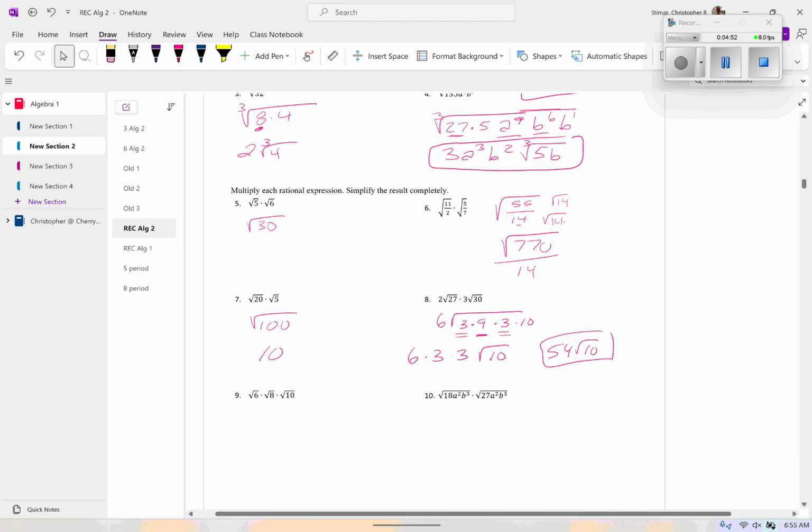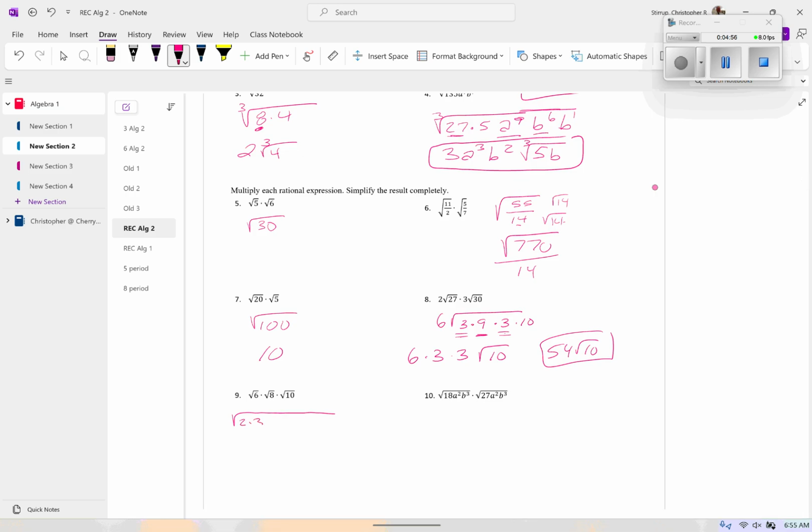These, again, we might get some really large numbers. So let's break it all down. So 6 is 2 times 3. 8 is 2 times 4. 4 is 2 times 2. Agree? 10 is 2 times 5. All right, so I'm going to look for pairs.